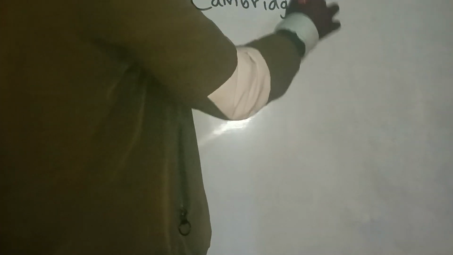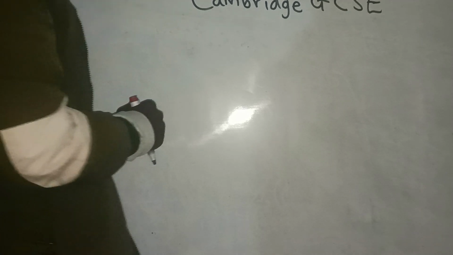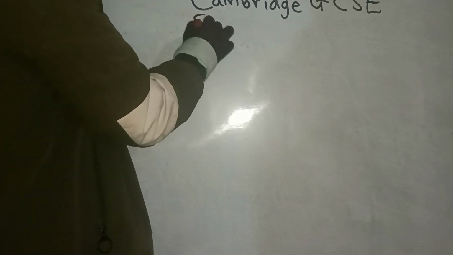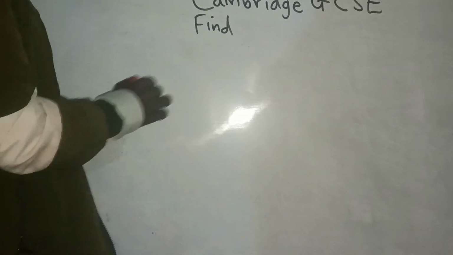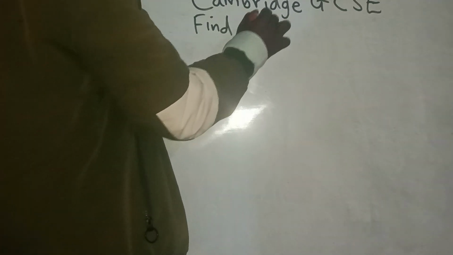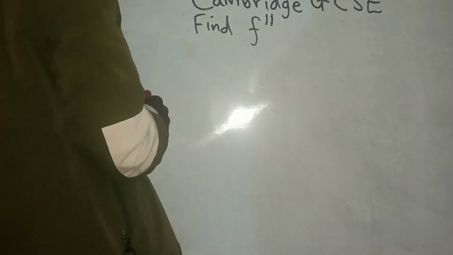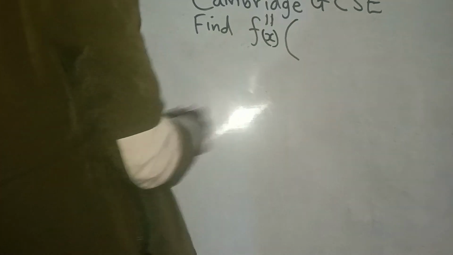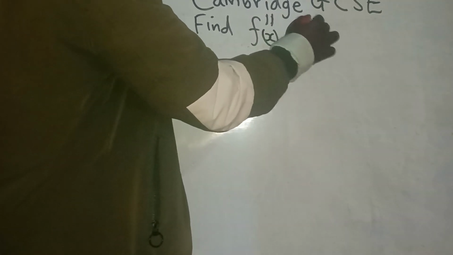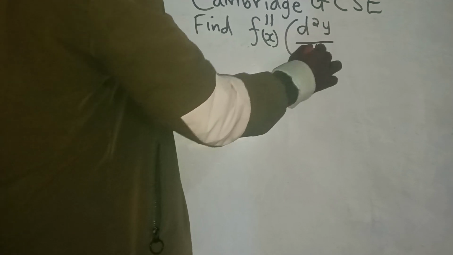So this is Cambridge GCSE or the A level of this type of curriculum, and I have been told to find f double prime, or, of course, with respect to change in x, the d2y over the dx2.